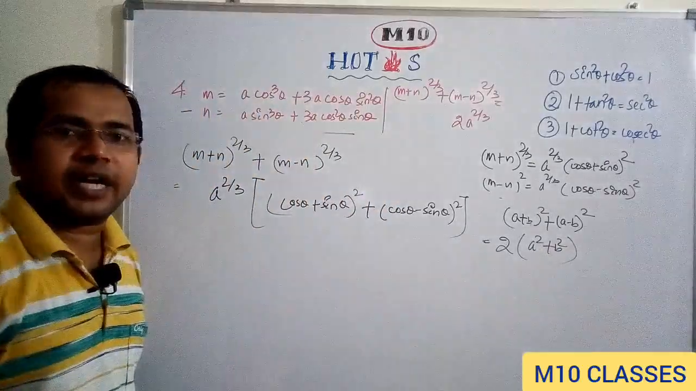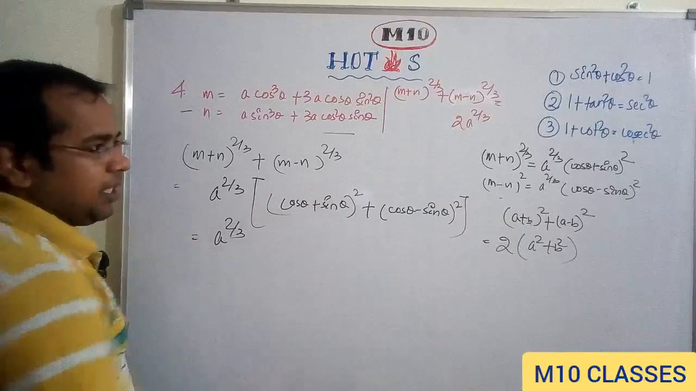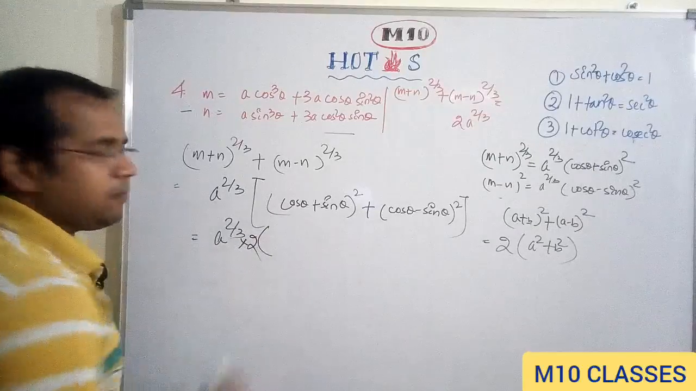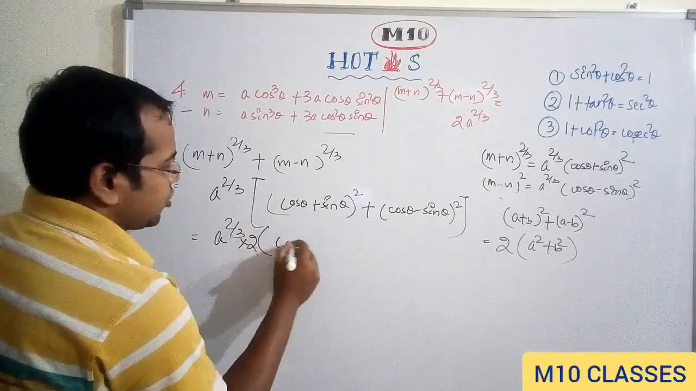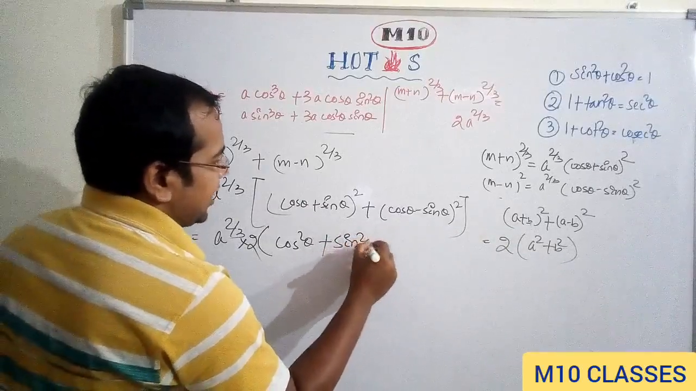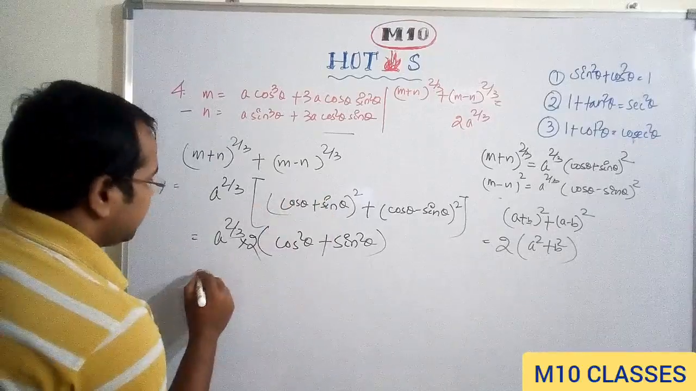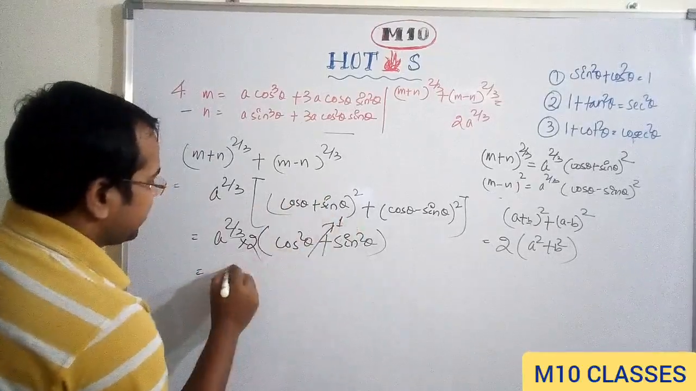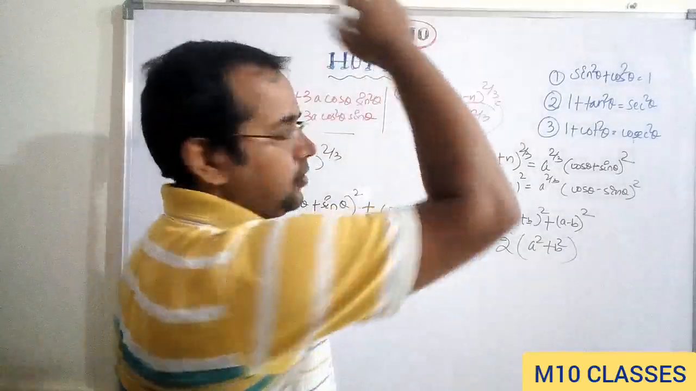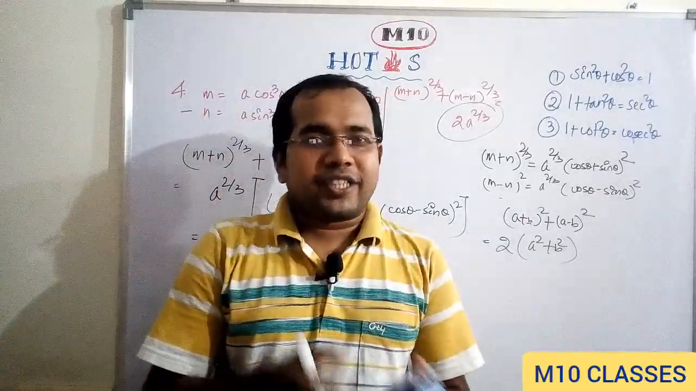Now let us put it here. What are you going to get? A to the power 2 by 3, first of all 2 is multiplied, a square, that is cos square theta, plus b square, that is sin square theta. Now see, cos square theta plus sin square theta is 1. So this is equal to 1. So what is left? 2a to the power 2 by 3, which is nothing but your RHS. So this is proved. So students, these questions are not difficult. You just need to put some trick to find out the answer.